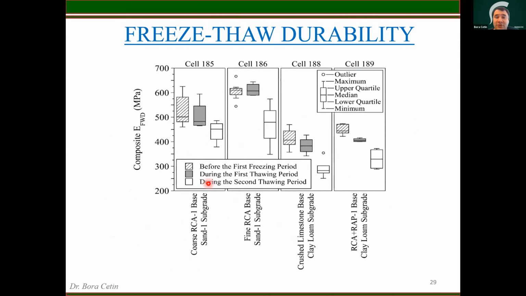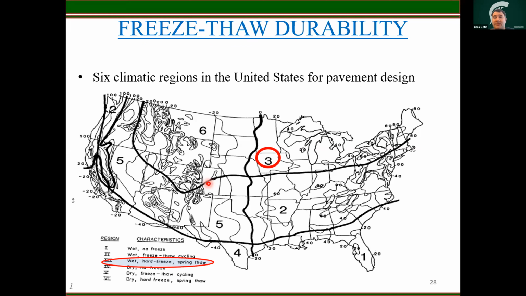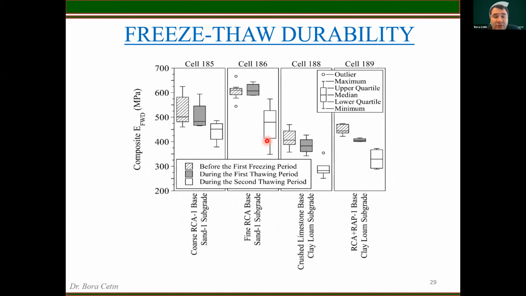That's why it would be good to look in the field at how freeze-thaw durability plays out over the years, and the Minnesota test sections are built all the way in the northern part of the United States here. The soil has the same characteristics and it has high freezing and thawing cycles. And we look at these materials and how the coarse RCA and fine RCA samples behave over the years, during the first freezing period, the first thawing period, and the second thawing period.